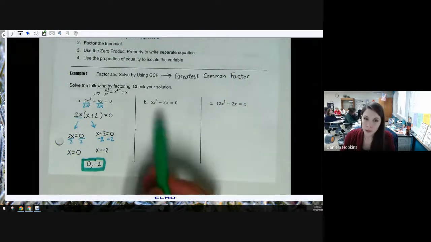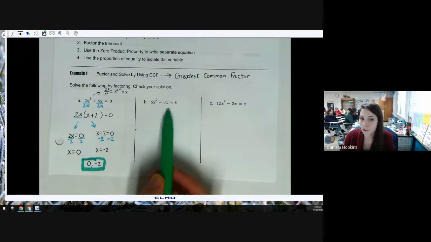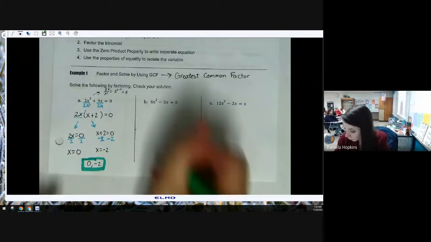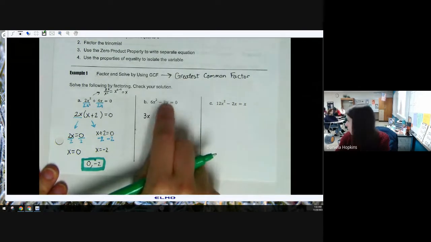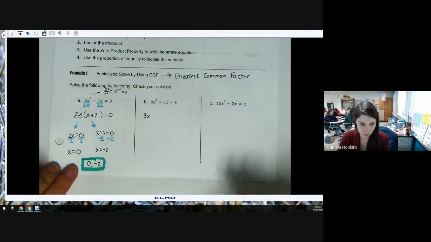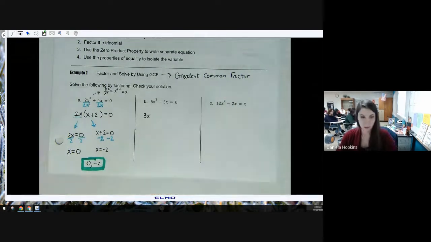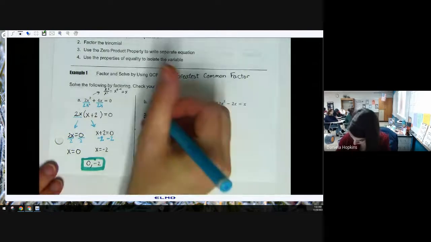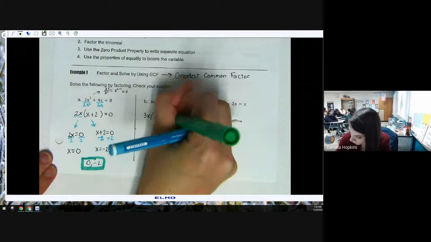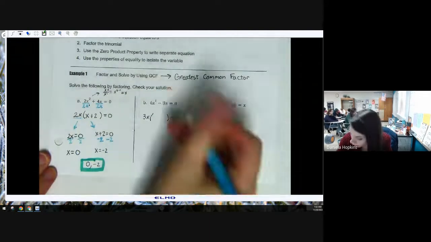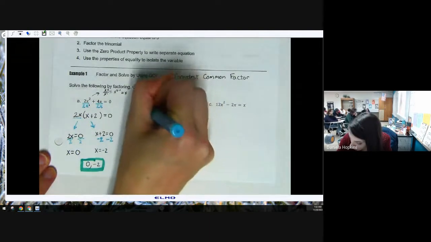All right, for part B, what is my greatest common factor? What divides both 6x squared and -3x? 3x. Just a hint, oftentimes it is either the last number usually, or sometimes the first number. I guess that's the only two things it could be. If you need to write the step, if you have trouble doing this in your head, you're dividing both sides by 3x.